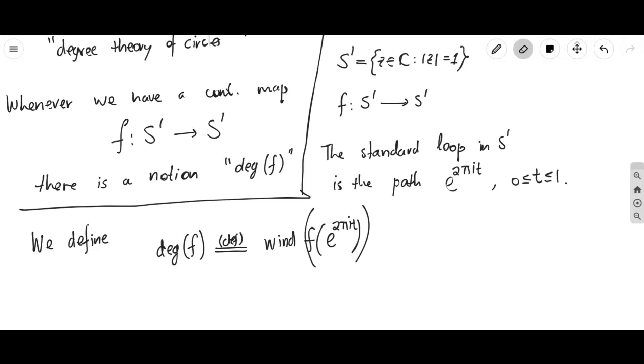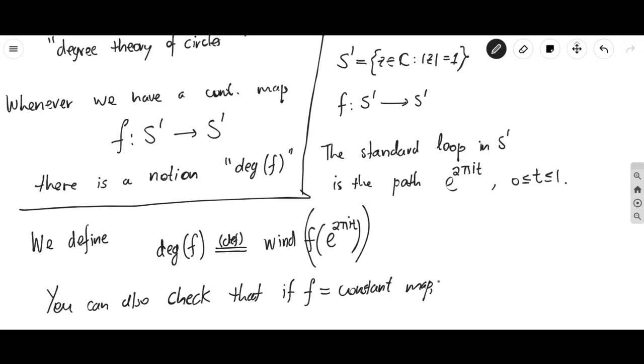And you can check that all of the previous examples that we did are consistent with this definition. You can also check that if f is the constant map, so this is the map that sends everything to a single point, then without any surprise, the degree should be 0. Because then the image loop is just a constant loop, and the winding number of the constant loop is 0.